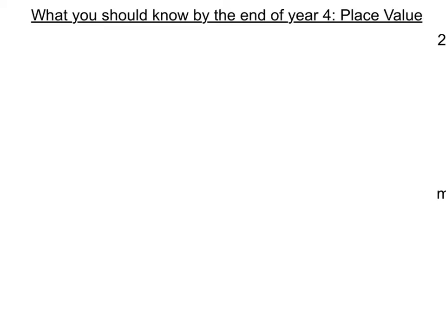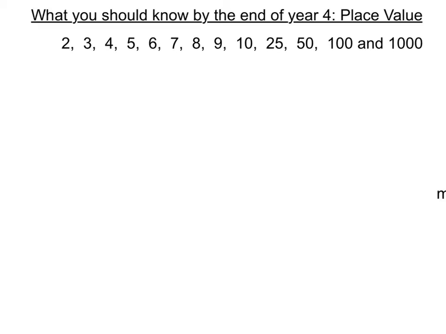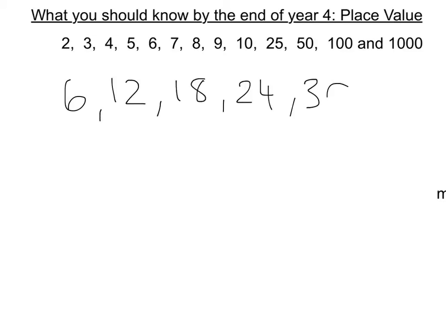The first thing you need to be able to do is count in multiples starting from 0 in 2, 3, 4, 5, 6, 7, 8, 9, 10, 25, 50, 100 and 1000. Multiples are numbers which are in a times table. For example, multiples of 6 are 6, 12, 18, 24, 30, 36 and so on. You'll notice these are the numbers which you learn in your times tables.